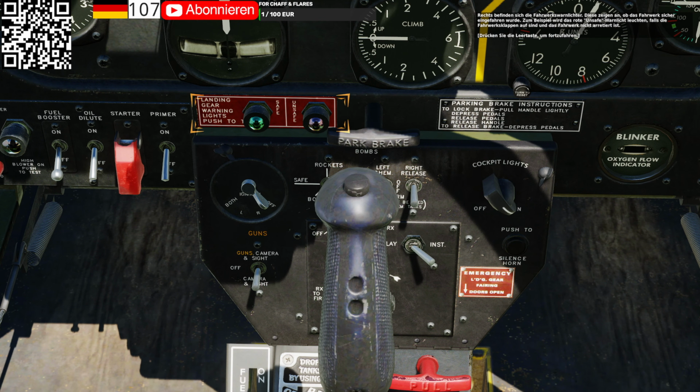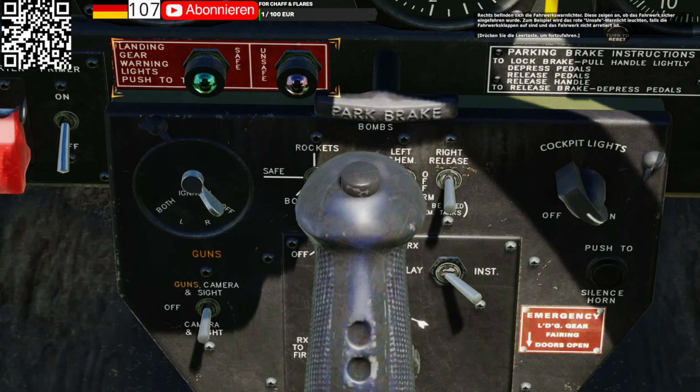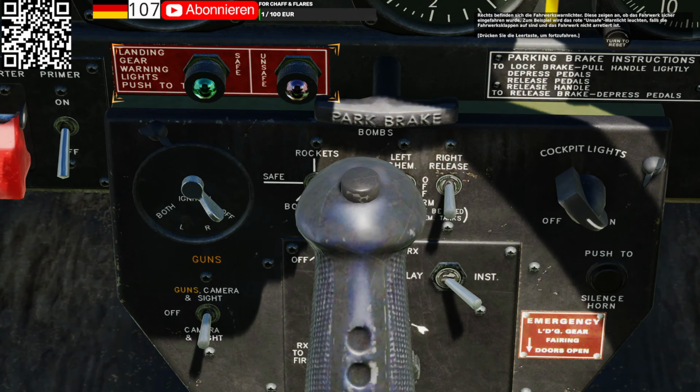To the right are the 2 landing gear warning lights. These indicate safe or unsafe states of the landing gear. For example, the unsafe red light will be on if the gear doors are open but the landing gear is unlocked.